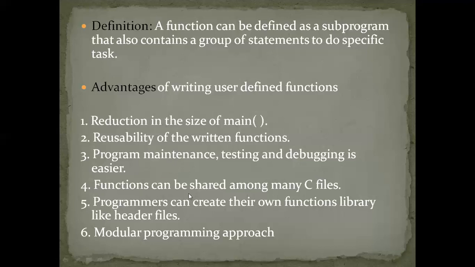Then, functions can be shared among many C files. You have gone through in the previous class that a C program is machine independent. It means that once you write the program on one computer, the same program can be executed on another computer as well. Similarly, here the functions can be shared among many C files. Then the fifth advantage is that programmers can create their own function libraries, like header files. Based on the programmer's requirement, he can create his own functions and perform a task.